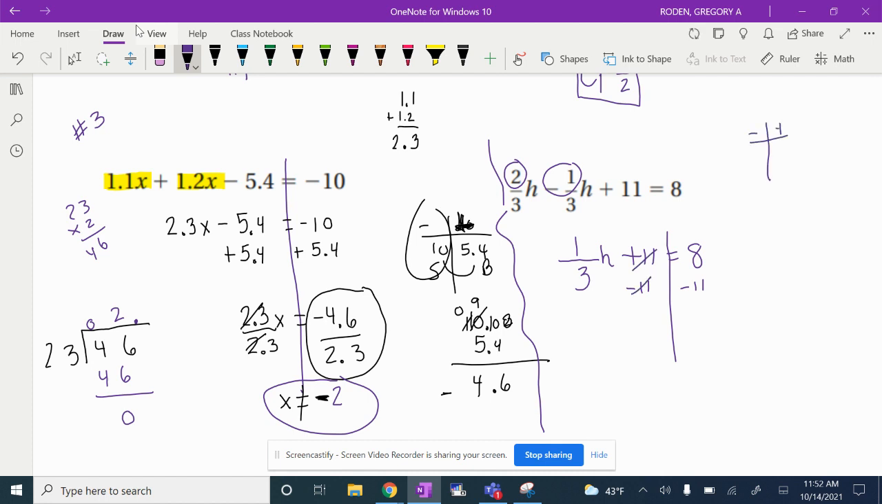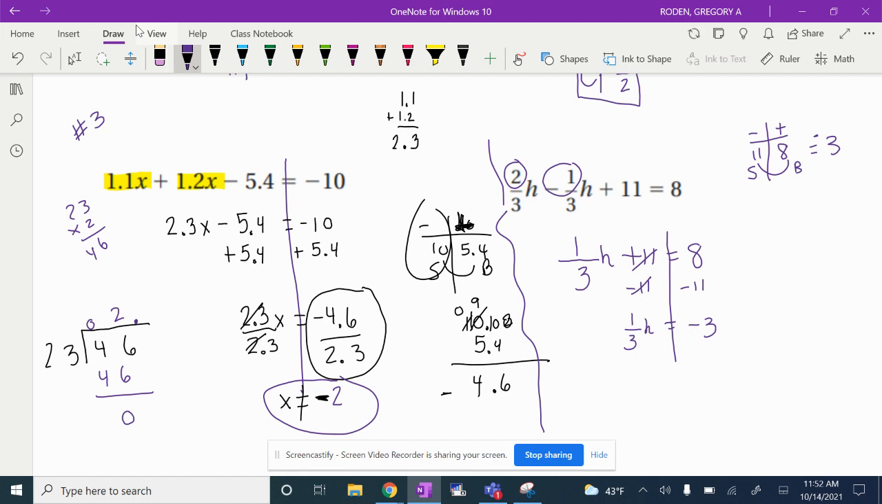Do my little chart over here. I got my negative positive chart. My 8 will be on the positive. My 11 will be on the negative, and then I will subtract. Well, what's 11 minus 8? Well, 11 minus 8, I believe, is 3. And since the negative is bigger, it's going to be negative 3. So this is going to be a negative 3. So I get 1/3 h equals negative 3.